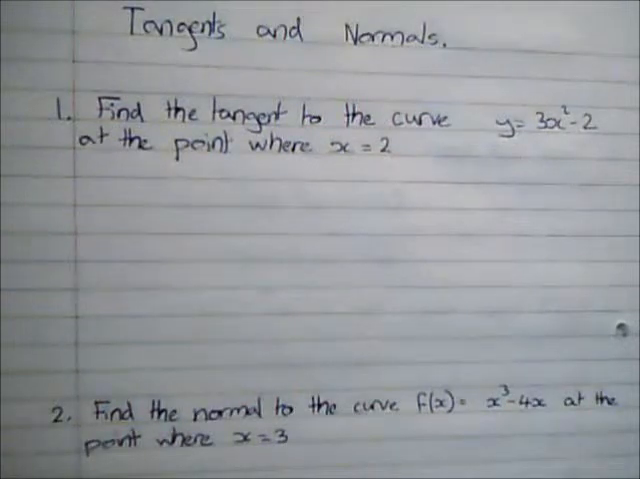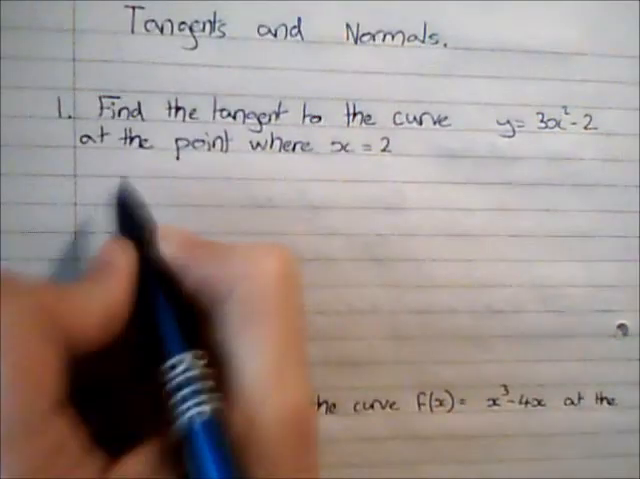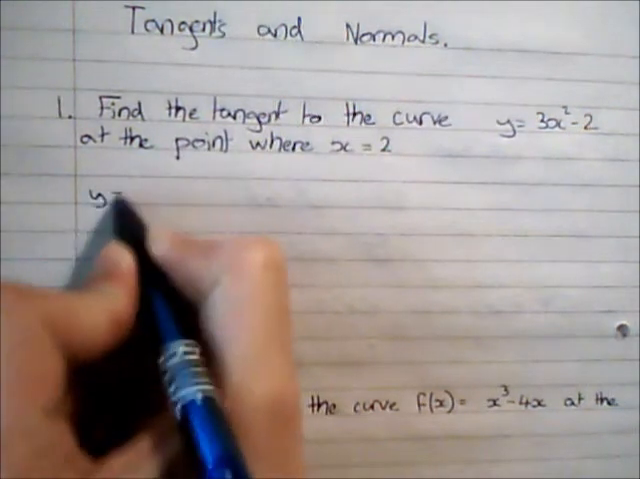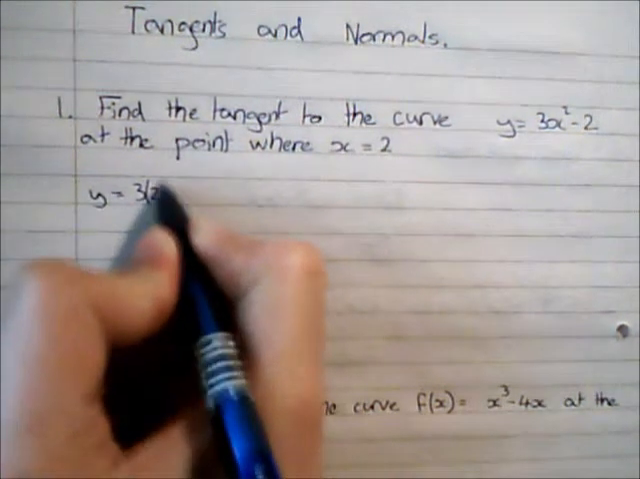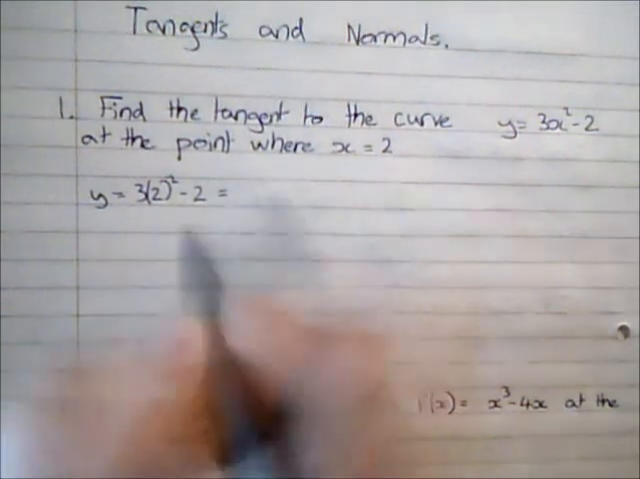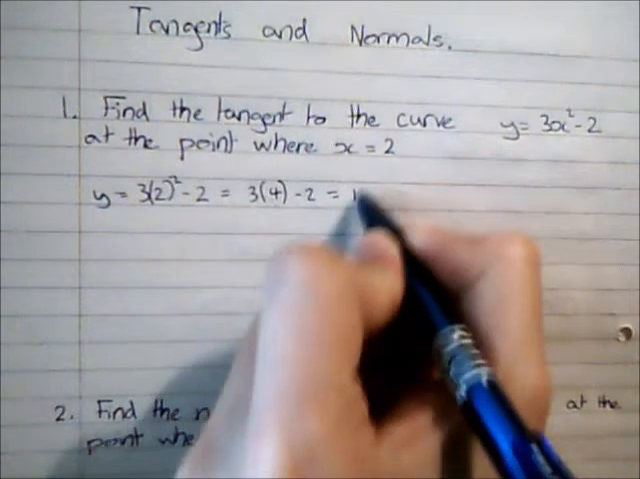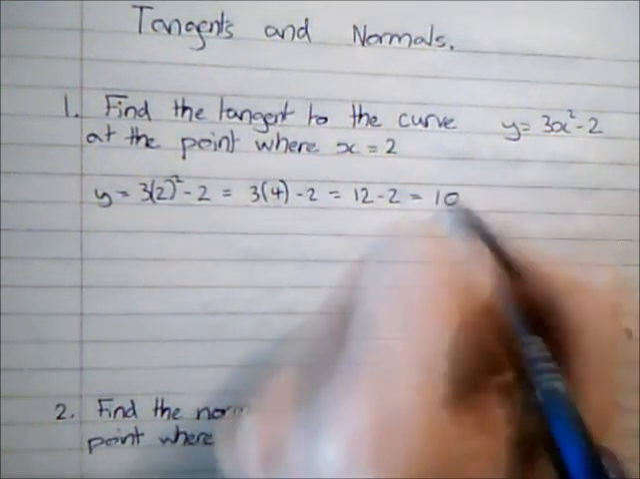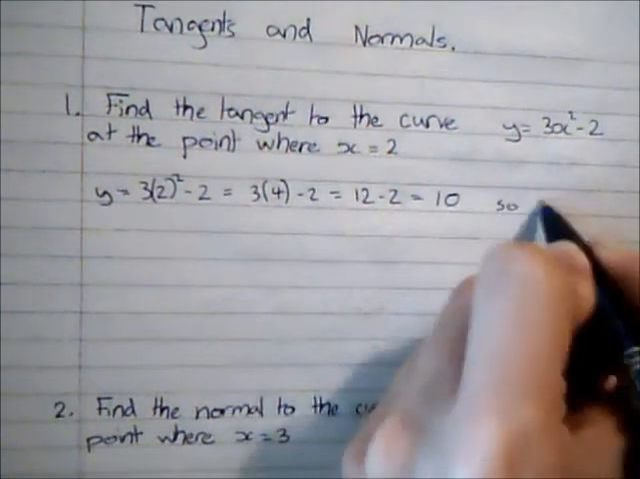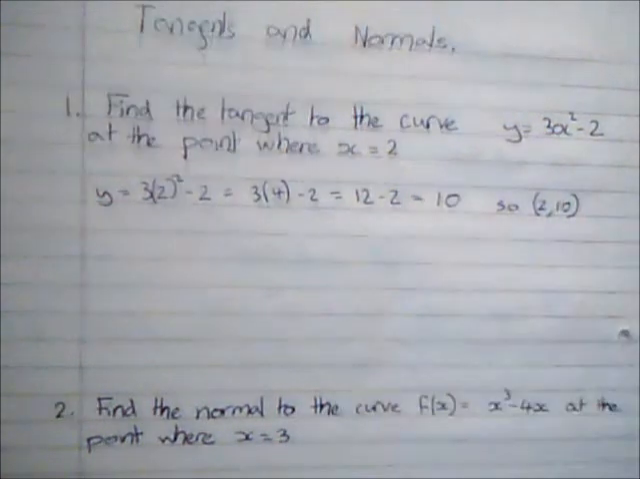So we've got the x coordinate and we've got the equation of the curve, and these two bits of information are going to allow us to find the rest. So when I've got the x coordinate of 2, to find the y coordinate I'm going to substitute 2 into the original curve. So that will be 3 lots of 4 subtract 2, 12 subtract 2 is 10. So 2, 10 is my coordinate that I'm going to use.